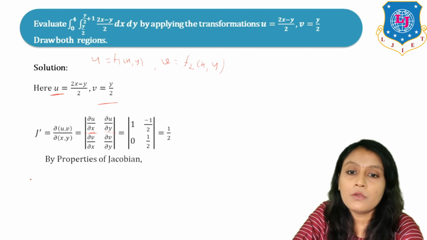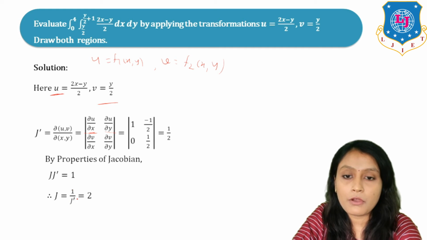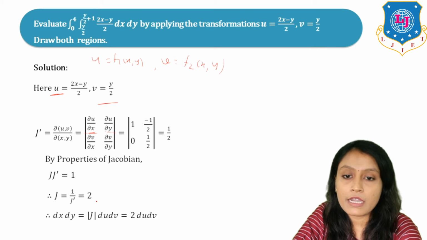Now we know this property that J into J dash is equal to 1. So J is 1 upon J dash, and that is equal to 2. So this dx dy will change to mod J du dv, and the value of J is 2, so it will become 2 du dv.